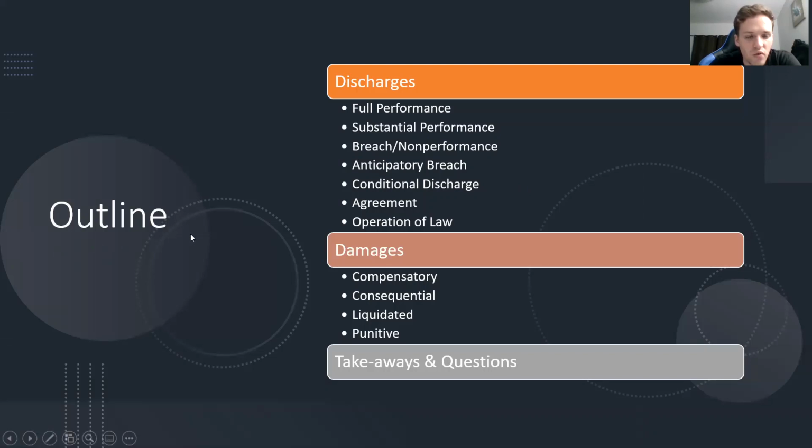Here's a brief outline of what's going to be discussed. We're going to start with the discharges, which are full performance, substantial performance, breach or non-performance, anticipatory breach, conditional discharge, agreement, and operation of law. After that, we will discuss damages, and those include compensatory, consequential, liquidated, and punitive damages. And then to finish things off, we'll discuss some of my personal takeaways and questions that Kim had for me.